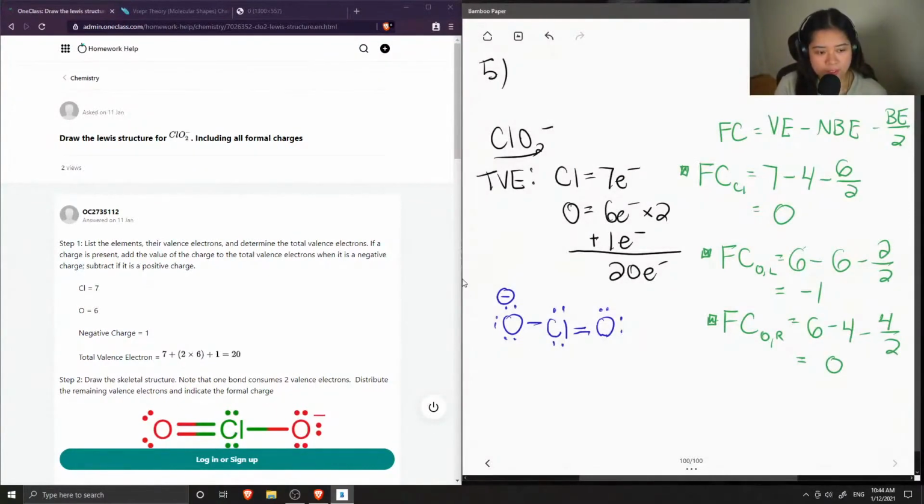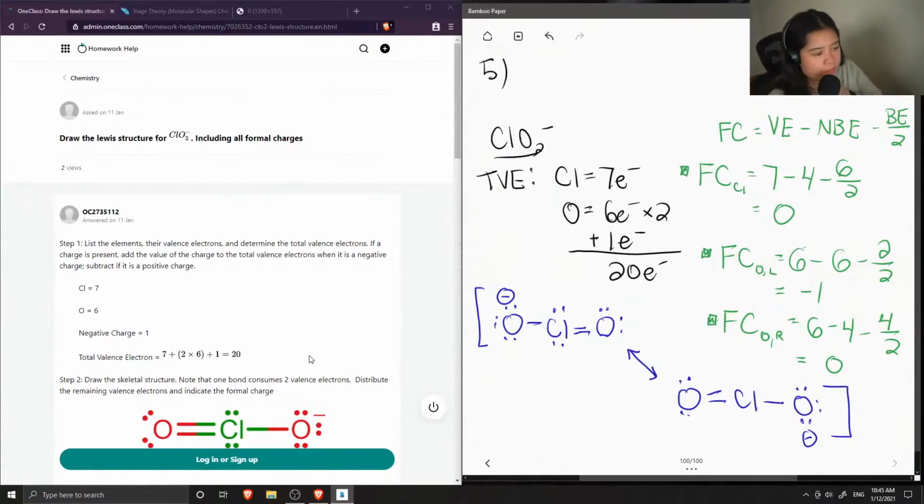And I'm also just going to draw another resonance form. Let's go this way, where the oxygen on the left can have a double bond, and the oxygen on the right will have the negative charge. So this is another resonance structure for this ion.